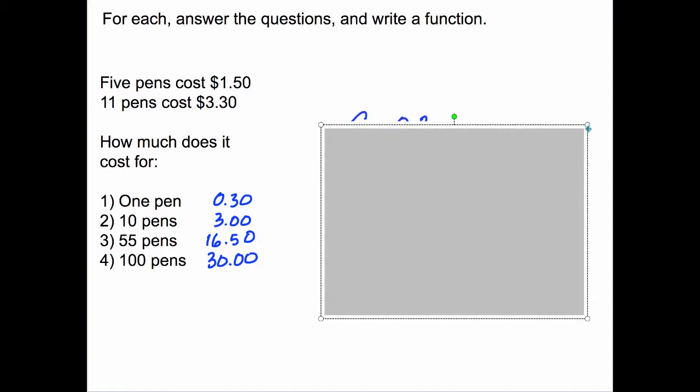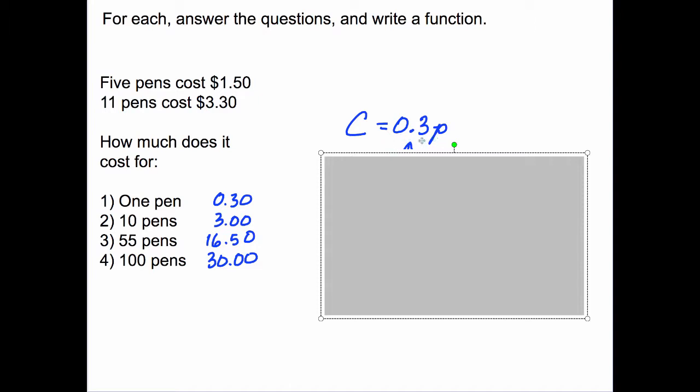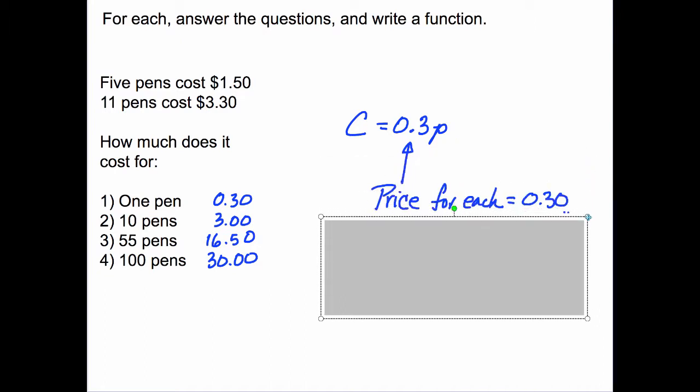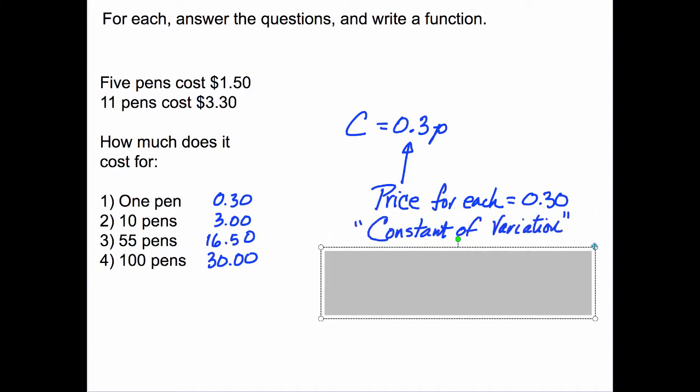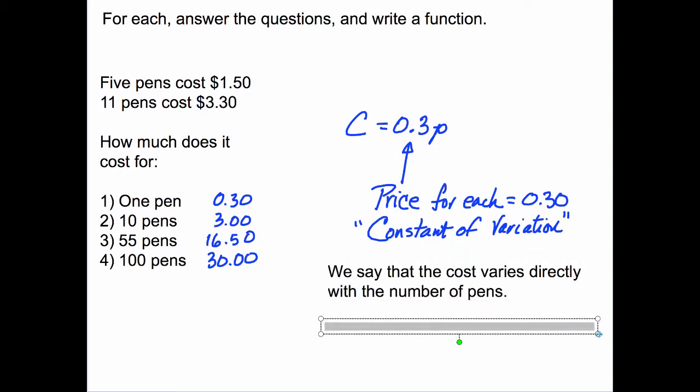Now the function for this problem is C equals 0.3 P, or C equals 30 cents times the number of pens. Now that 30 cents is the price for each pen. That's how it appears in the equation. And we call that number in this function or this equation the constant of variation. We may have learned slope, so it's also the slope, and it's also a rate. It's the price for each pen, the price per pen.